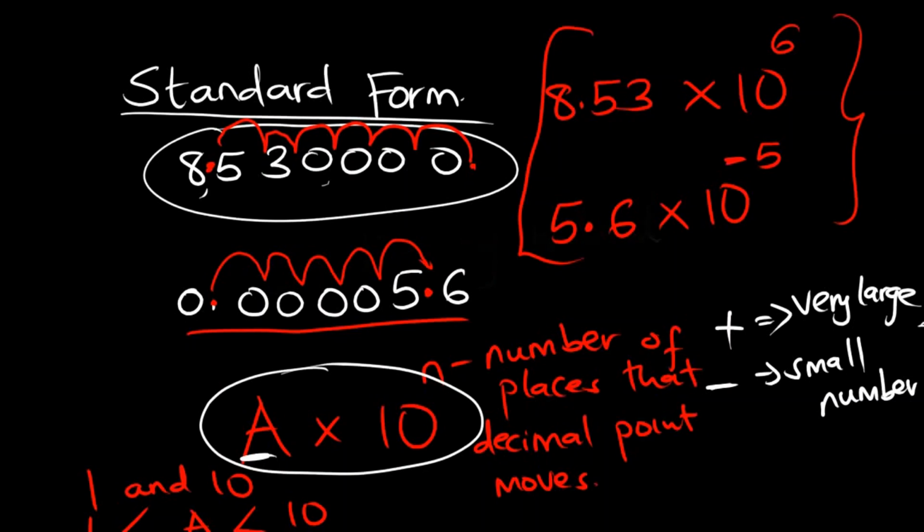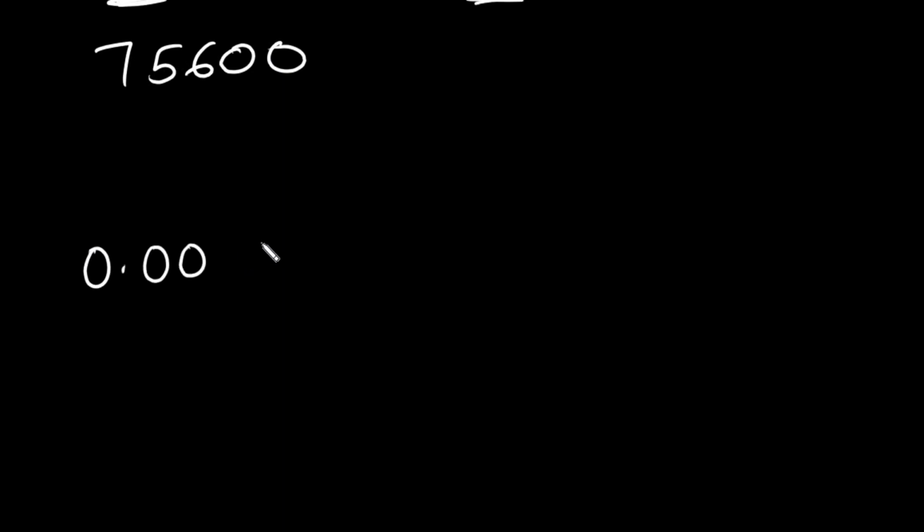Let's just do 2 more examples. So let's write these numbers in standard form. So let's have 75600 and 0.00592. So let's start with the first one. If you want to try first, you can just pause the video, try to work it out by yourself, and then you can confirm whether what you did is actually the right thing.